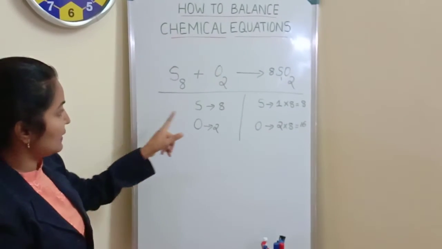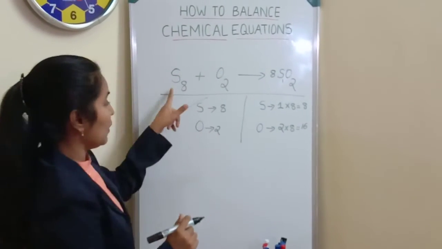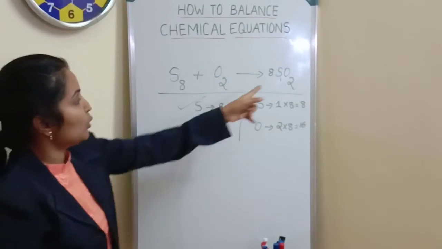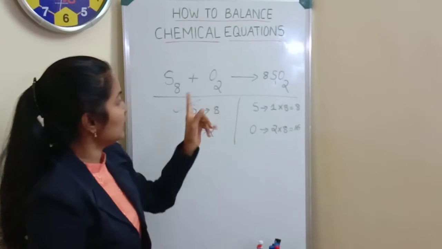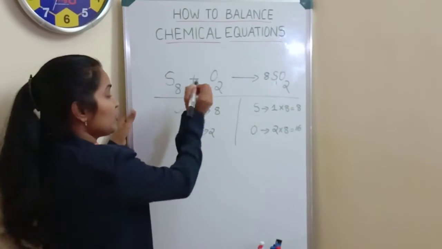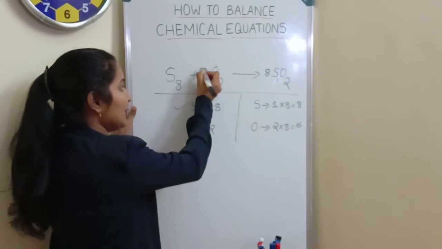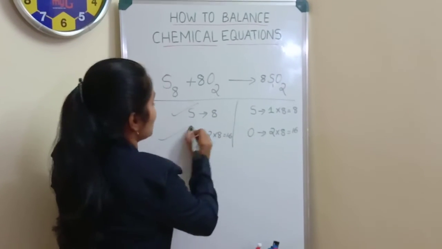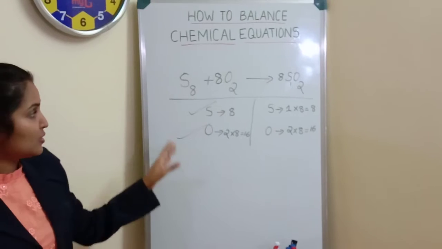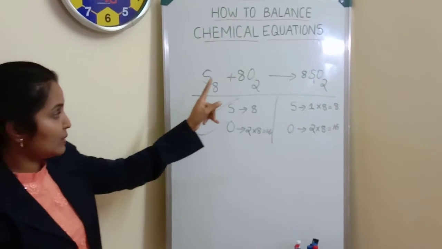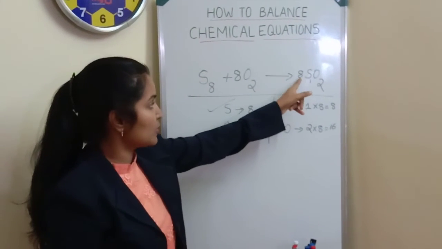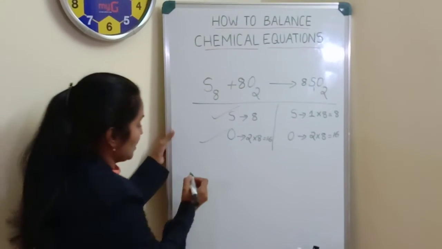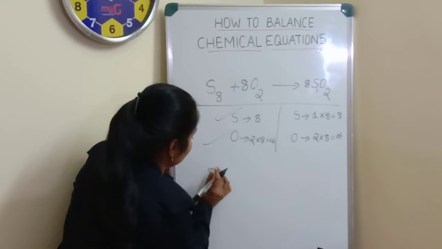Now I should change here. Sulfur is already balanced. On both sides you got 8. And the oxygen, now here it is 8 into 2, 16. But here only 2. So in order to make it also 16, I will add 8 here. So 2 into 8 will get 16. So both the atoms are balanced on either side. 8 sulfur atoms and 16 oxygen atoms. Here also 8 sulfur atoms and 8 into 2, 16 oxygen atoms. So we got the balanced equation.